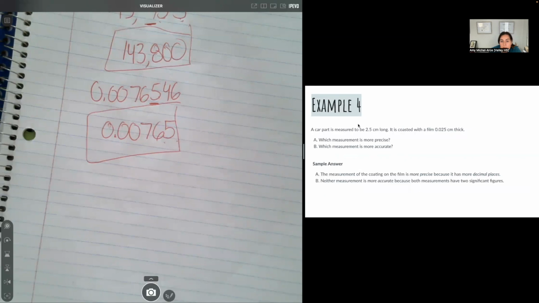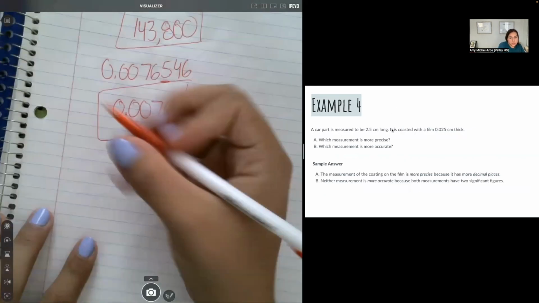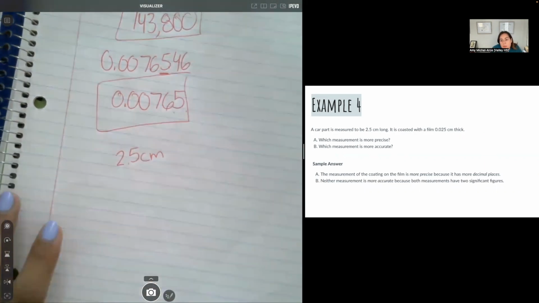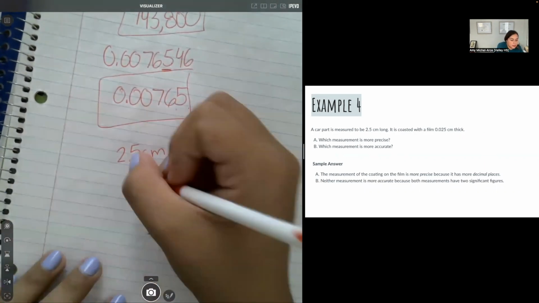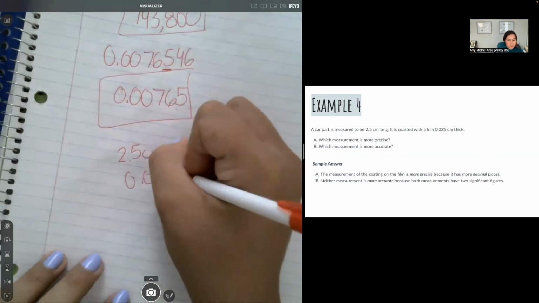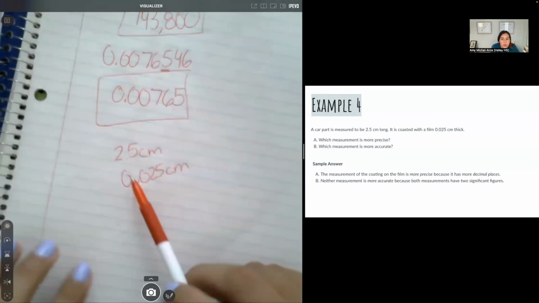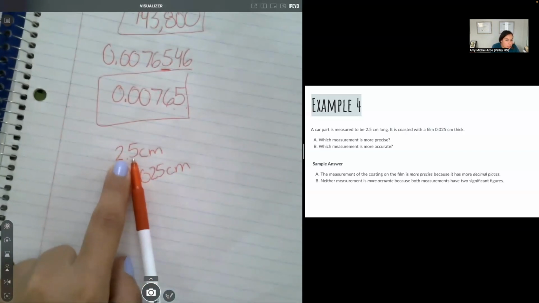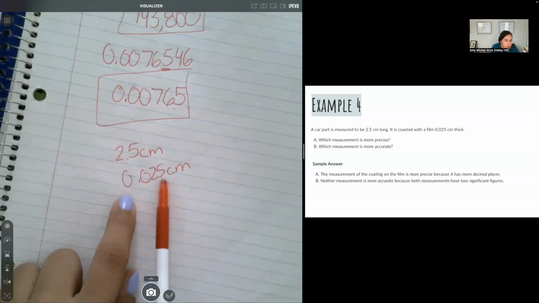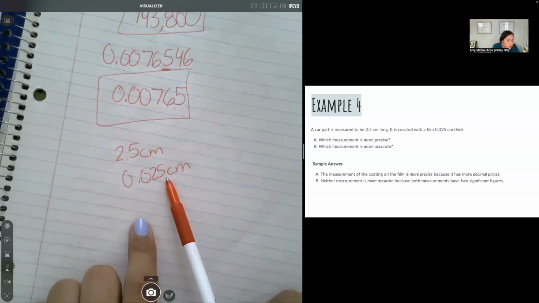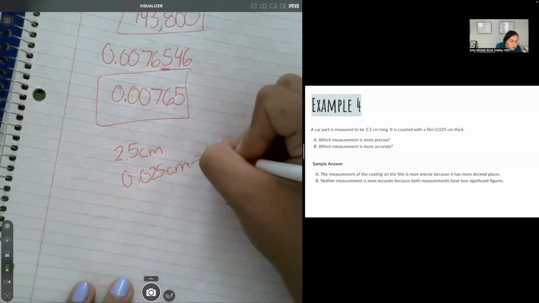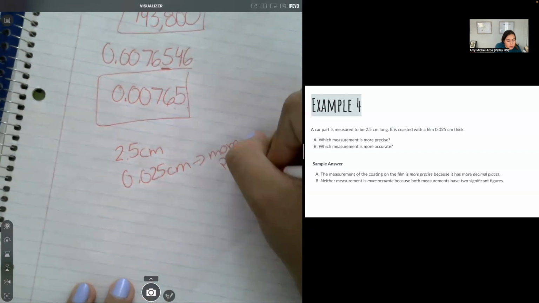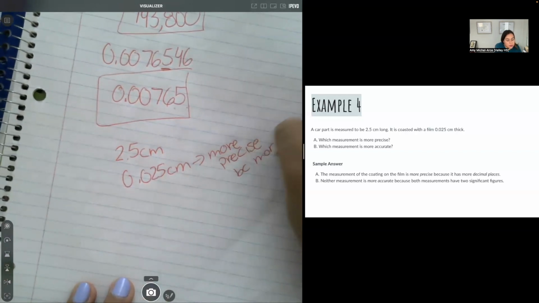Example 4, a car part is used to measure 2.5 centimeters. It is coated with a film that is 0.025 centimeters thick. So which measurement is more precise? This one only goes to the tenths place. This one goes to the thousandths place, right? 3 from the decimal. So this one is more precise because more decimal places.